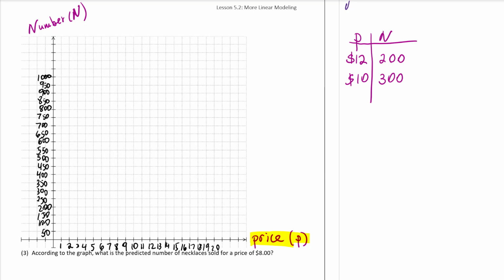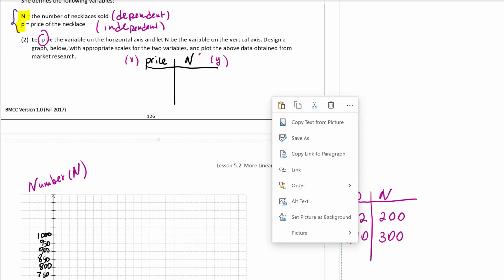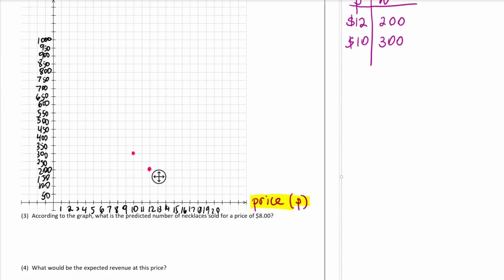Now let's go ahead and plot each of them. So it's $12 and 200. And then $10 is 300. Alright, now what is she trying to do? Design a graph below with appropriate scale and plot the above data obtained from the market research.